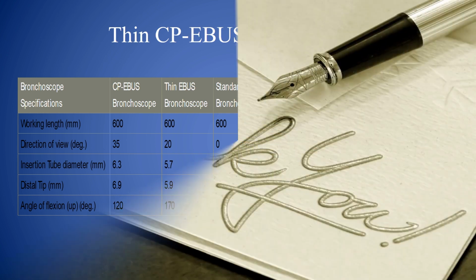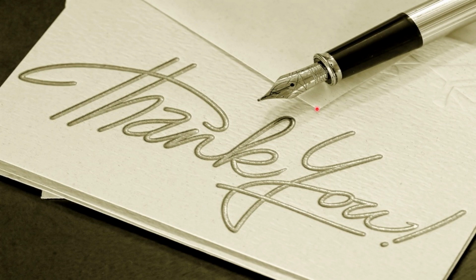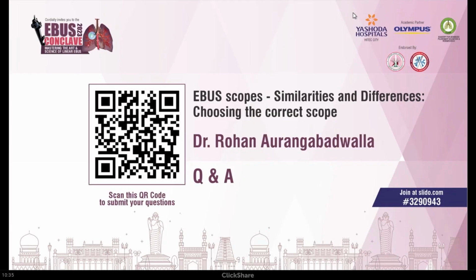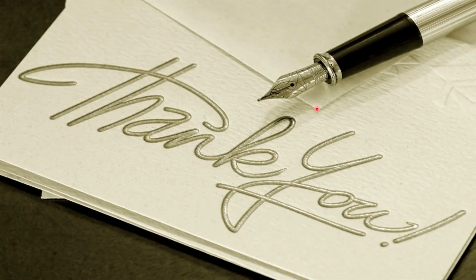And one small take-home message. So there is no head-to-head comparison between what scope gives you a better yield. The most important thing is it should do the job. It should give you adequate tissue, it should give you adequate yield, and it should minimize the complications. What are the complications which are worried about? One is a negative EBUS, and second is damage to the scope. So if you do your learning properly, you reduce the complications, and that is what should be the final aim.